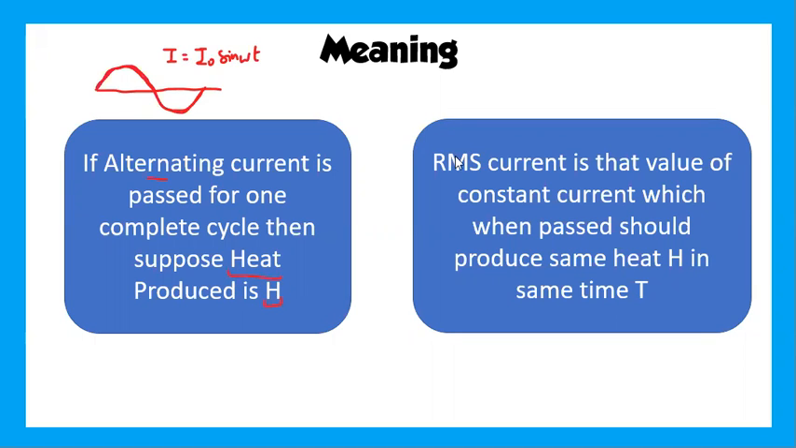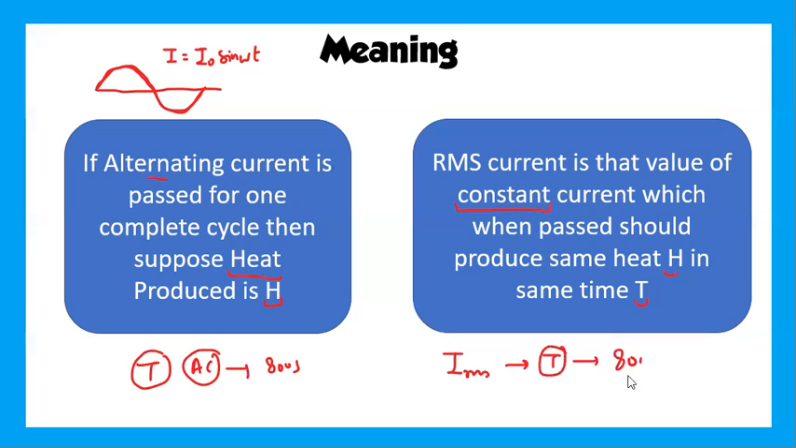So what is the meaning of RMS current now? RMS current is that value of constant current, which is not changing, which when passed through the resistor produces the same heat in the same time t. Suppose in time t, if I pass AC current and the heat produced is 800 joule, what will be the constant current which when passed through in the same time t will produce the same heat, that is 800 joule? This is the RMS current.